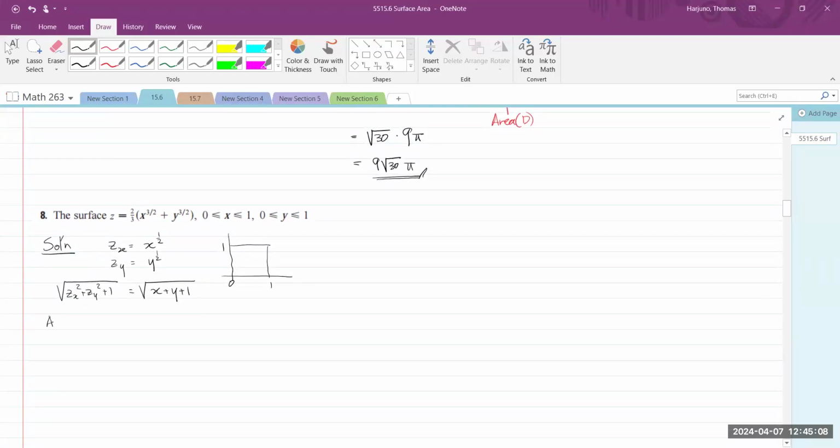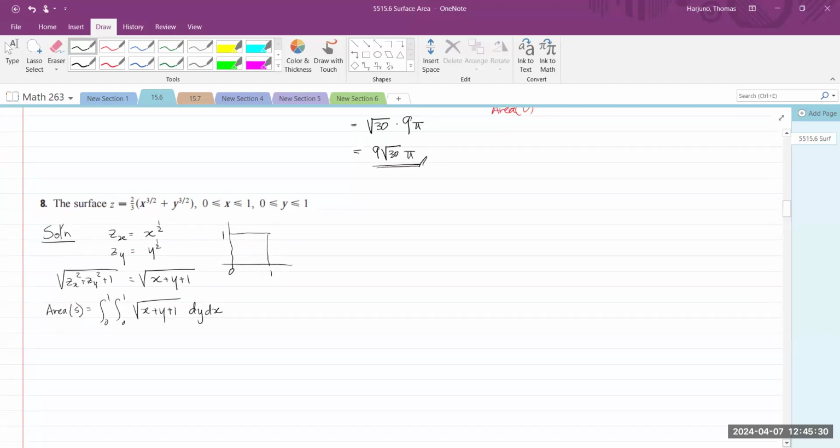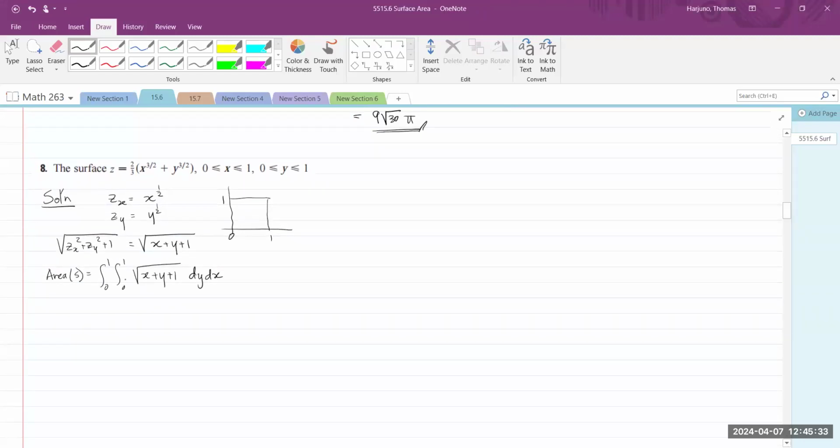So the area of S is given by the integral from 0 to 1, integral from 0 to 1 of square root of x plus y plus 1 dy dx. Unfortunately, the integrand is not separable. So we need to do substitution, and that substitution may not be an easy one. Okay, so u equals x plus y plus 1, and we will take the differential with respect to y. Why do we do that with respect to y? Well, because our first integral, we need this thing.